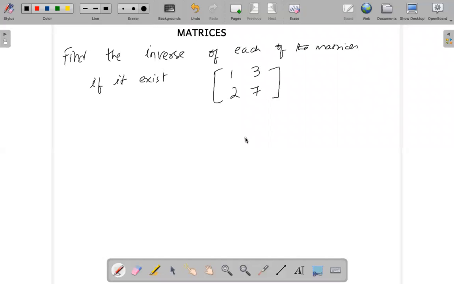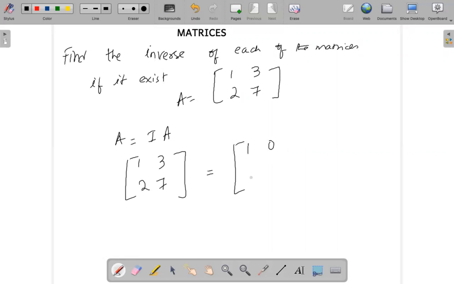So we will find the inverse of this. Again, you know what this is? So this is A. A is equal to IA. So this is 1, 3, 2, 7, which is equal to 1, 0, 0, 1.